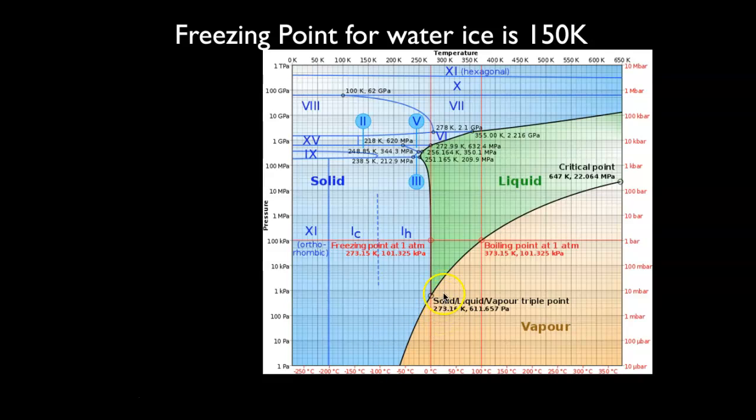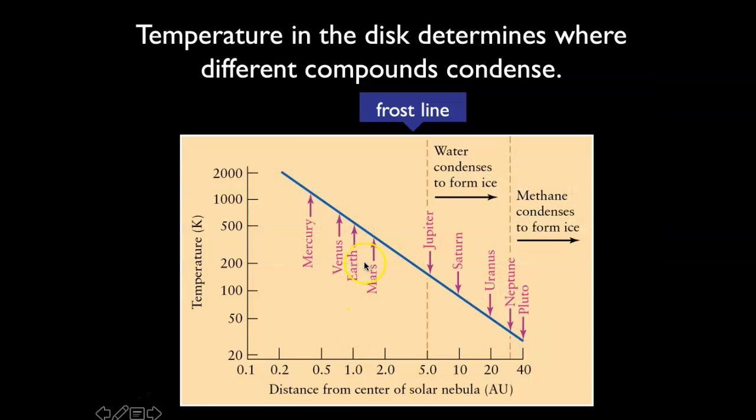Which means water doesn't freeze at 273 Kelvin like it does here on Earth, because here on Earth, there's 1 atmosphere of pressure pushing down on that water. Once you get to really, really low pressures, the water has to be cooled down to 150 Kelvin in order to freeze. And so in order for water to start freezing out of the disk, you've got to get far enough away from the sun, so far away that the temperature drops below 150 Kelvin.